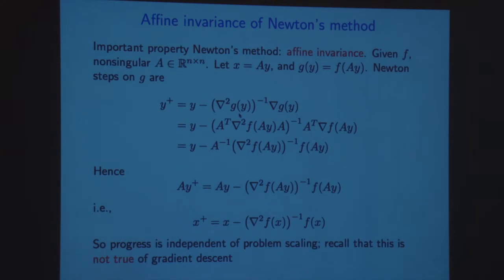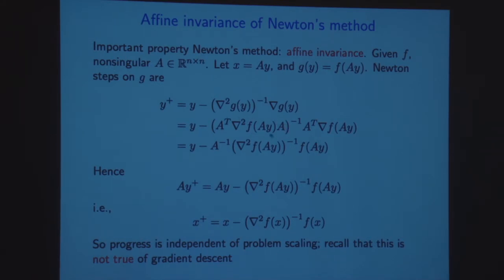Remember that g is f of Ay, so the chain rule tells me that the Hessian of g at y is just equal to A transpose the Hessian of f evaluated at Ay times A. And the chain rule also tells me that the gradient of g at y is just A transpose the gradient of f at Ay.